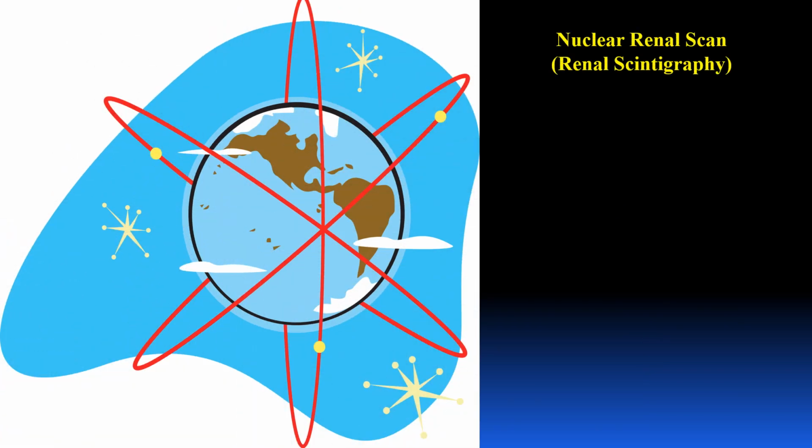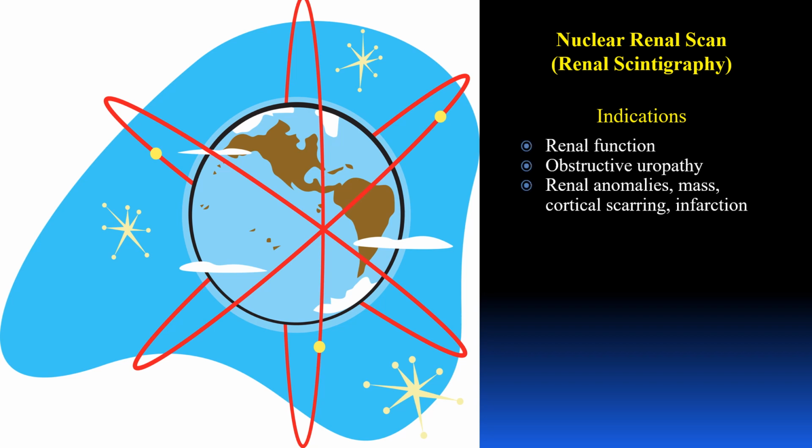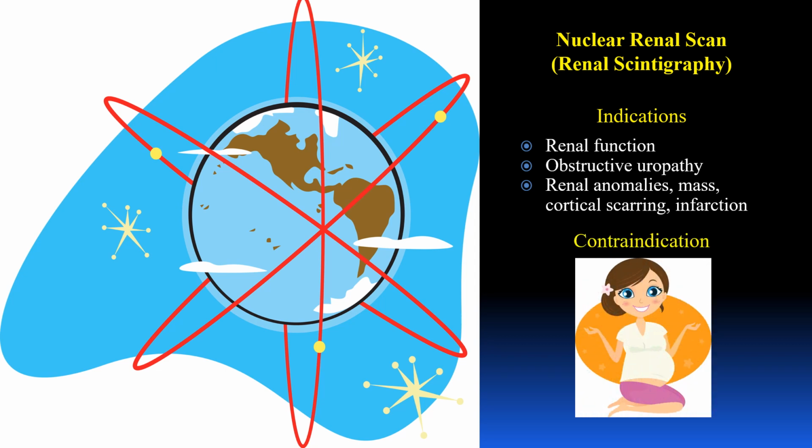Nuclear renal scan, also known as renal scintigraphy, is an imaging method that uses radiotracers to evaluate renal anatomy, physiology, and pathology. Common indications for the renal scan include the evaluation of renal function, obstruction, renal anomalies, mass, cortical scarring, and infarction. Renal scan is contraindicated in pregnancy to prevent radiation exposure to the fetus.